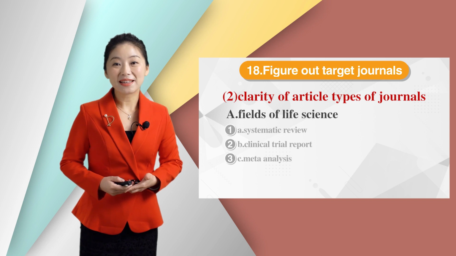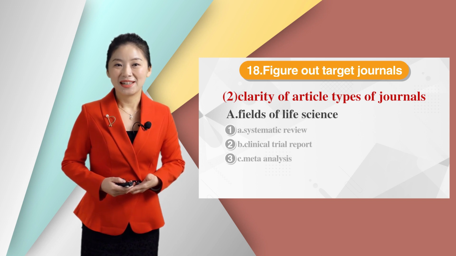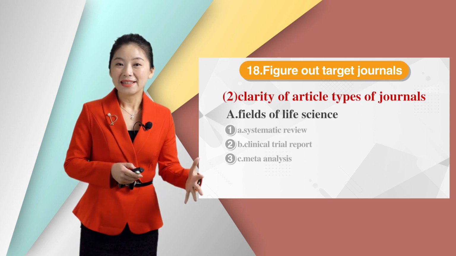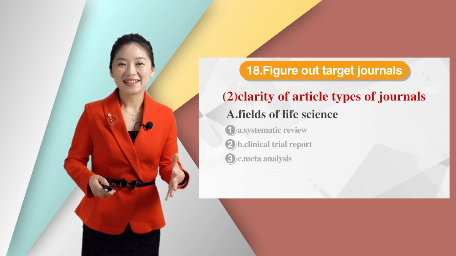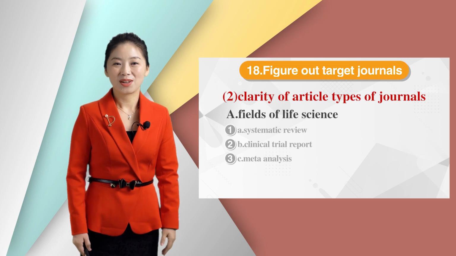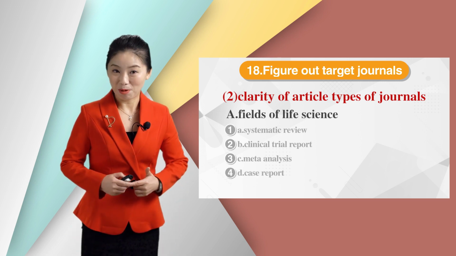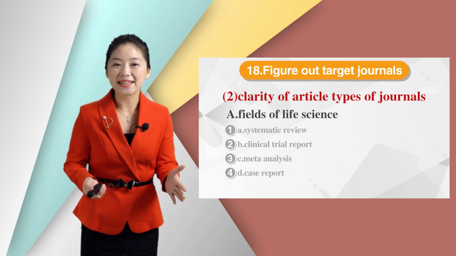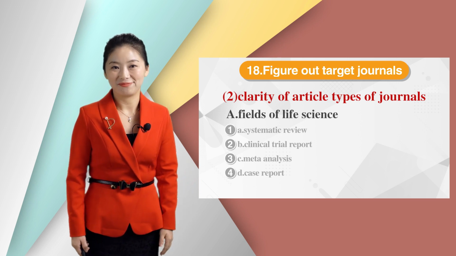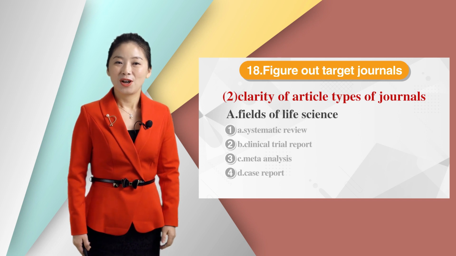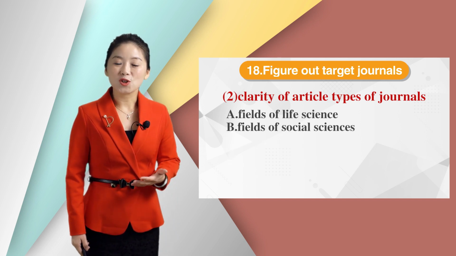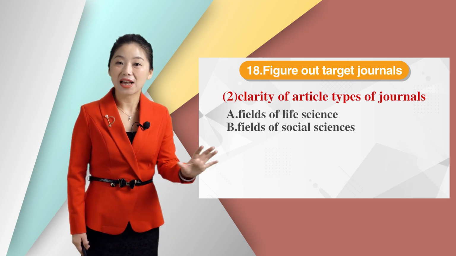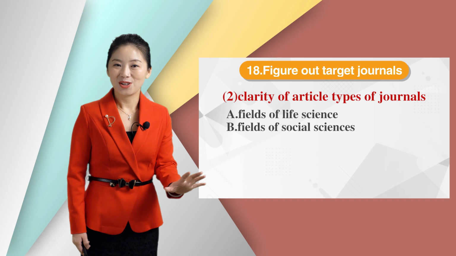Third, meta-analysis, analysis of data from multiple similar primary studies. Fourth, case report, describing a specific patient, with educational value. Journals in the social sciences can also have other types of articles.